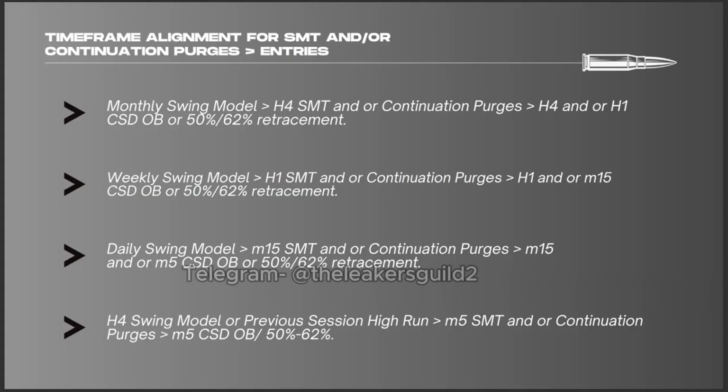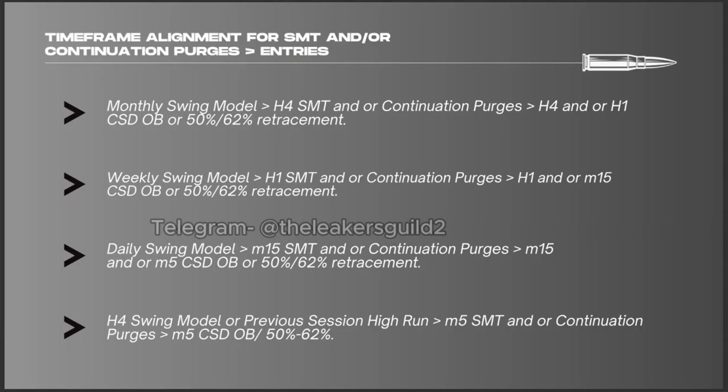Then we've got a weekly swing model, a 1-hour SMT we're going to be looking for, and or continuation purges, and then a 1-hour or 15-minute change in the state of delivery order block, or 50 to 62% retracement level.